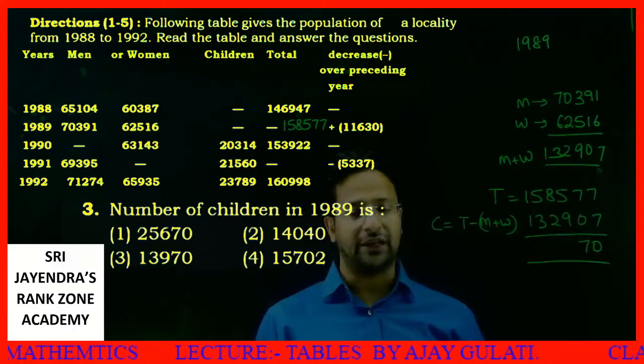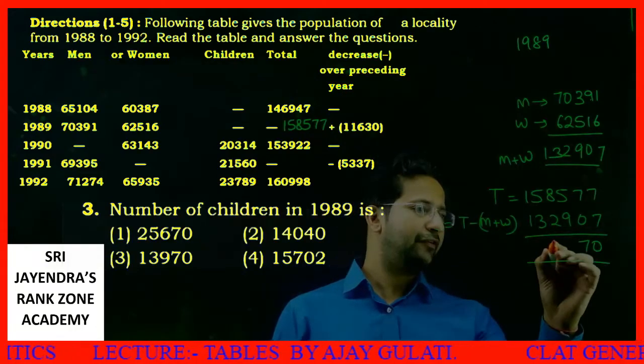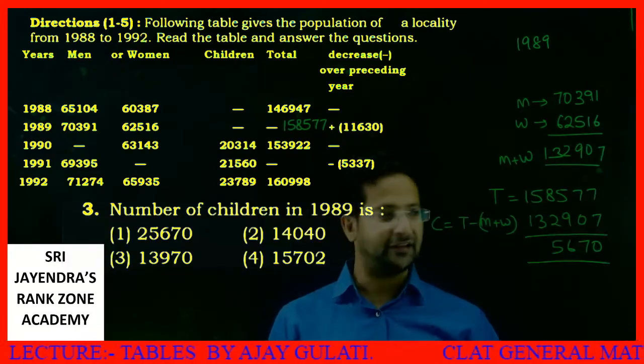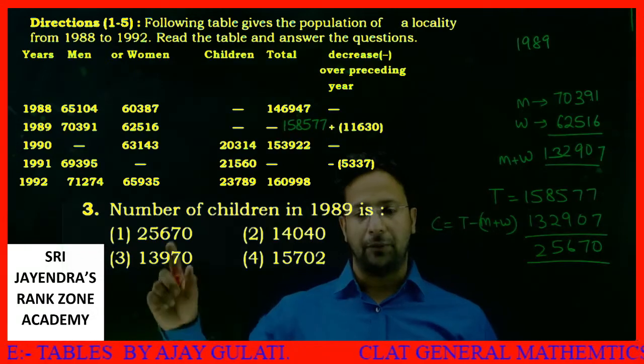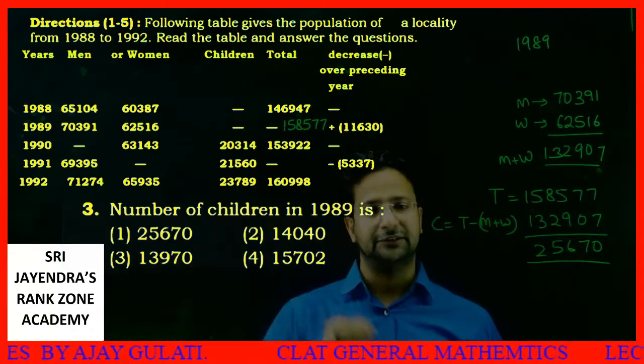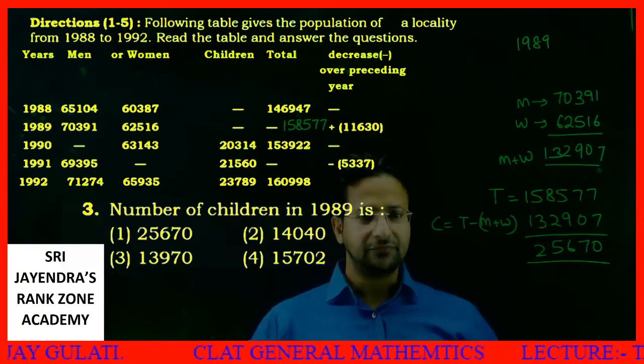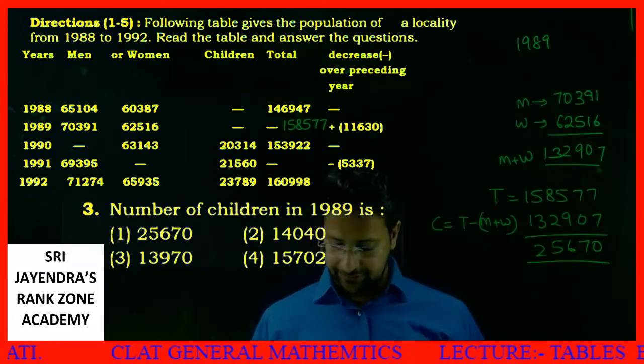85 minus 29 will be 56. Do we have any option which comes 56? Yes. 15 minus 3, 2. Option number 1 is your answer, dear students. Got it? Next question.